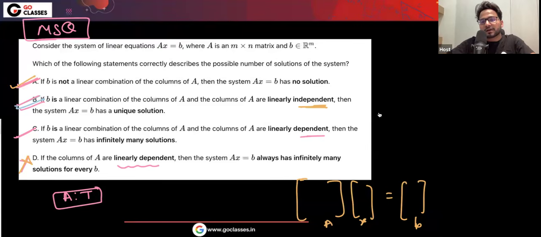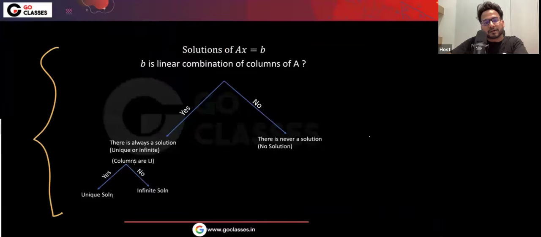Now someone is asking, sir, how is B true? B is true. As the columns are linearly independent, then it may have a unique or infinite solution? No. If columns are linearly independent, then it must be having a unique solution.